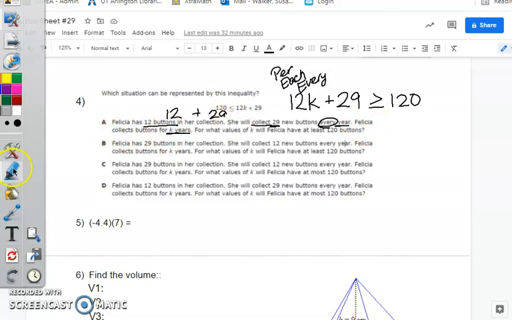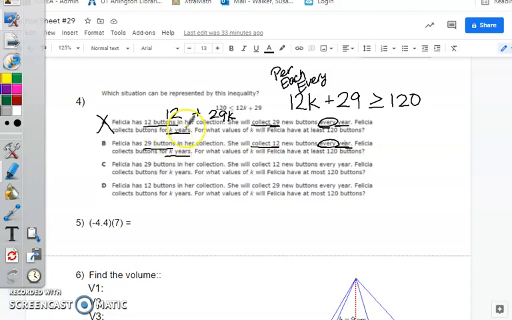But I am not going to go any further, okay? Because I know that K needs to be next to 12. That one is incorrect. I don't even have to read the rest of this. B, Felicia has 29 buttons in her collection. She will collect 12 new buttons every year. And remember, K stands for years.